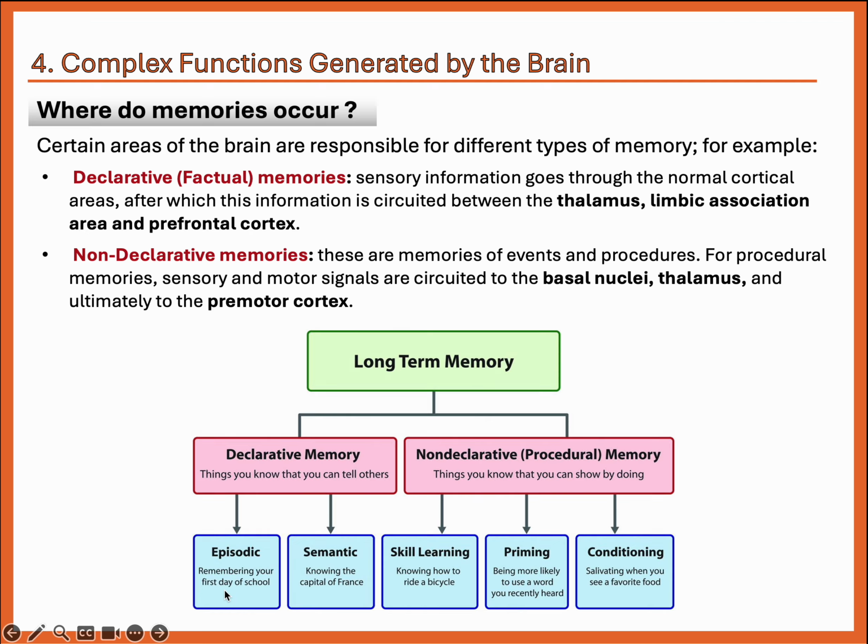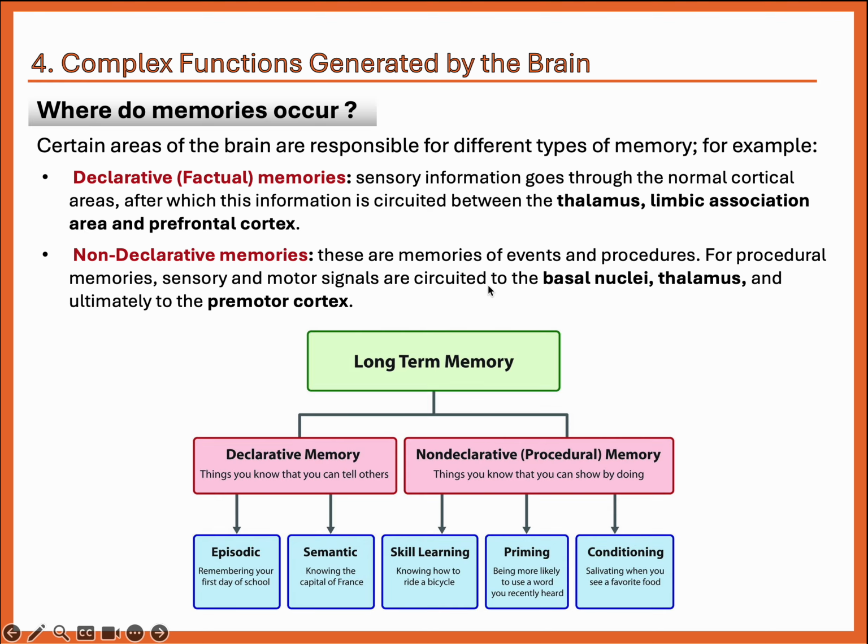So over here, these declarative memories, things you know that you can tell others, right? For example, there's many different divisions, but these episodic memories, something like remembering your first day of school. This is a fact, right? These are declarative memories with sensory info. Knowing the capital of France, this fun fact, is going to be a declarative memory, something you know that you could tell others.